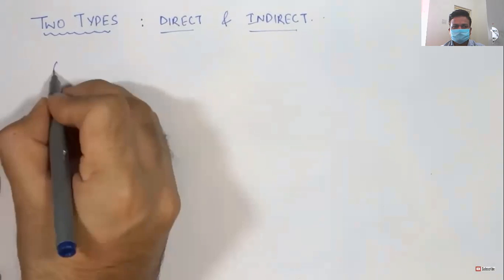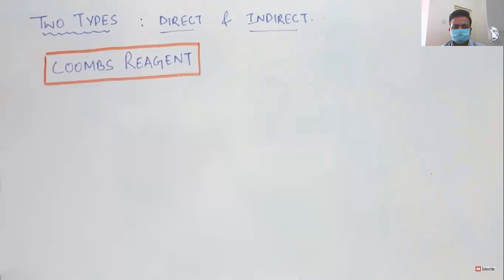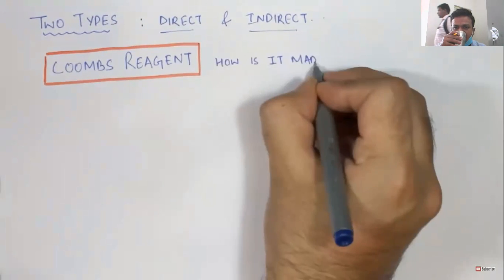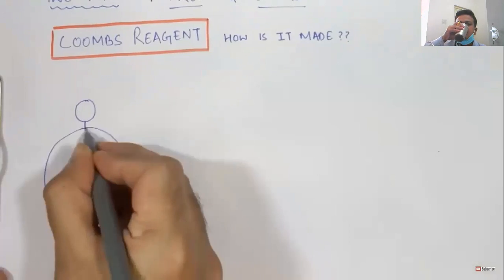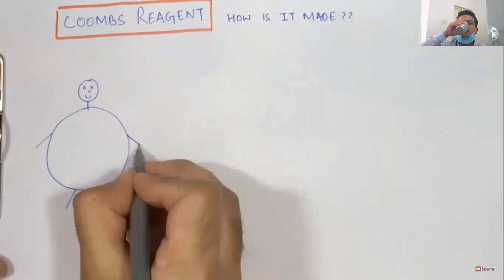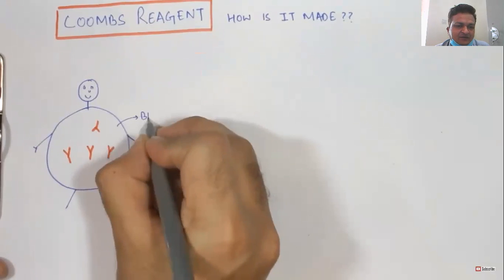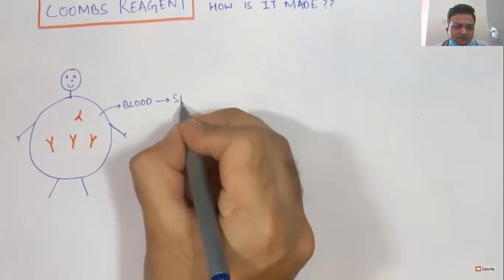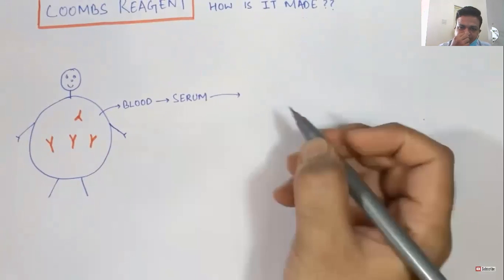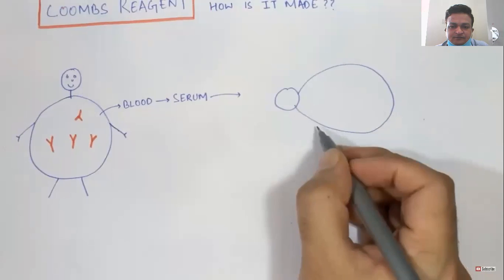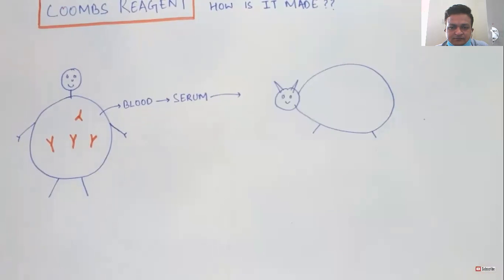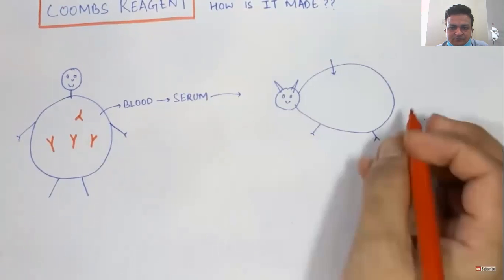The common thing in both of them is the Coombs reagent, and it's very important to understand how it is made and what it is, to understand the basics of the Coombs test. So let's first understand how the Coombs reagent is made. Please excuse my drawings, but let's suppose this is a human, and the body of this human contains lots of these autoantibodies. We take the blood from this human and separate the serum, which contains all of these autoantibodies. Next, we inject this serum into an animal. Please don't ask me what type of animal this is, it just is.